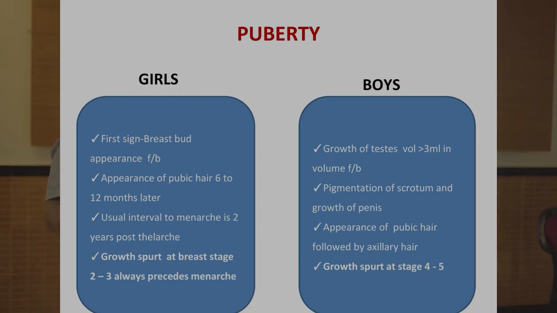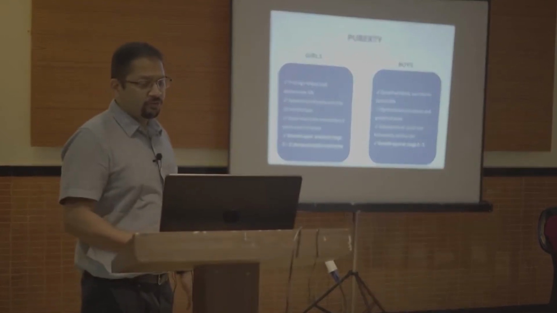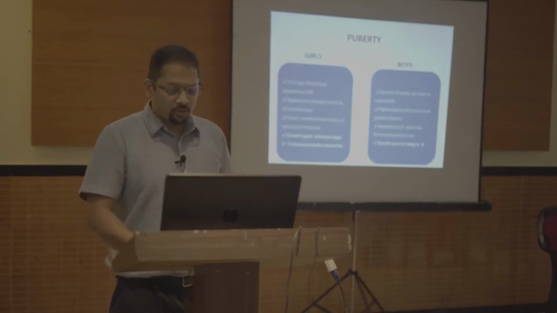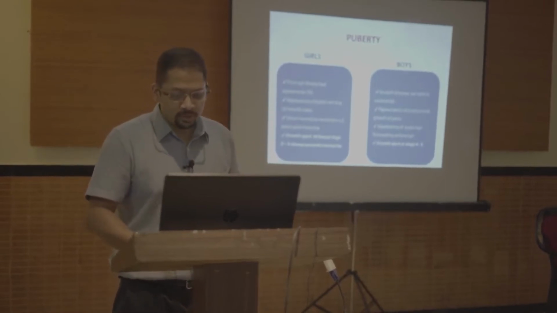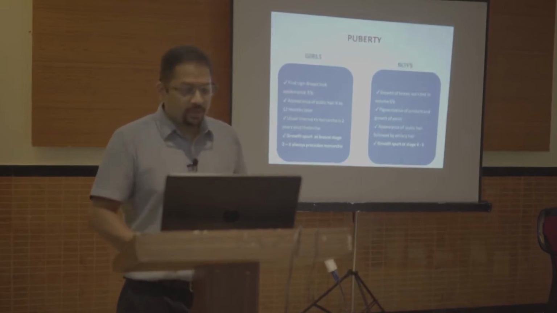In the boys, there is growth of testicular volume. A prepubertal testicular volume we say is 3 ml or less, but some say 4 also. So growth of testes to more than 3 ml in volume is followed by pigmentation of the scrotum and growth of the penis, appearance of the pubic hair, followed by axillary hair, and growth spurt occurs at stage 4 and 5. The important thing is that the spurt is around 1 to 2 stages later in boys as compared to girls. So they usually have a height difference of around 13 to 14 centimeters.